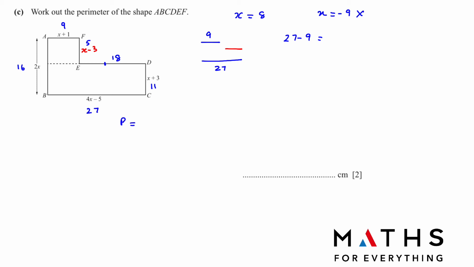Just add all the numbers together. Perimeter will be 9 plus 5. Remember, mark it like that so you don't miss anything. Plus 18 plus 11 plus 27 plus 16. And that will give us 86 centimeters.